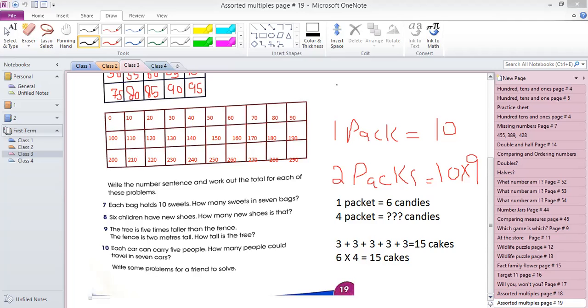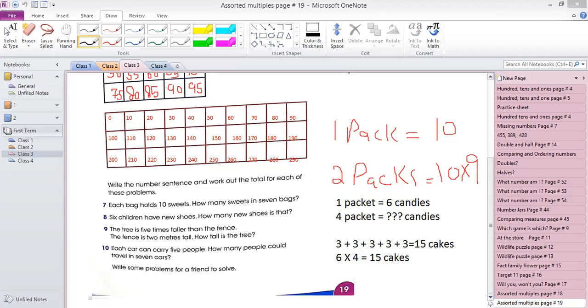Because one child has 2 shoes, 6 children have a total of 2 multiplied by 6. If one child has 2, then 2 children will be 2 multiplied by 2. 3 children will be 3 multiplied by 2. 4 children will have 4 multiplied by 2. 5 children will have 5 multiplied by 2 shoes. And 6 children will have 6 multiplied by 2 shoes, which equals 12. So 6 children have a total of 12 shoes.